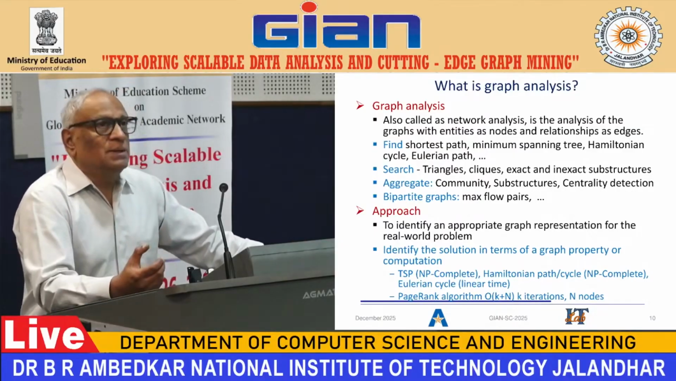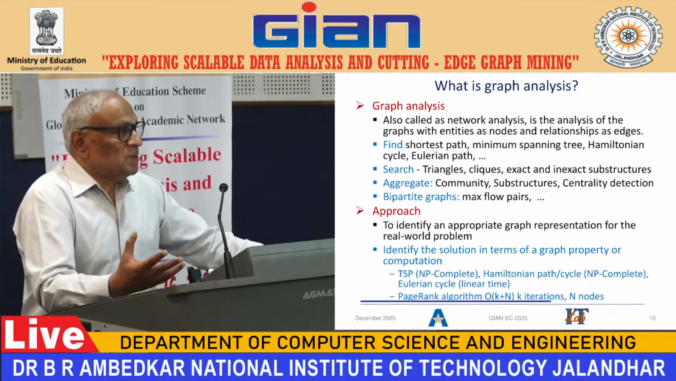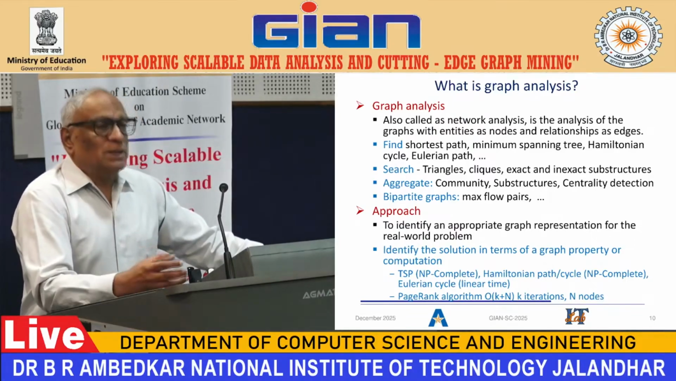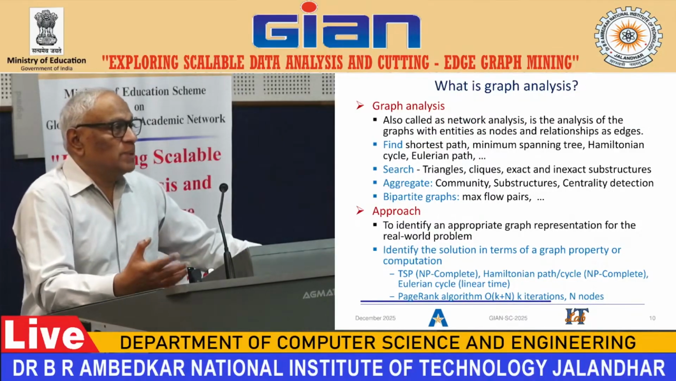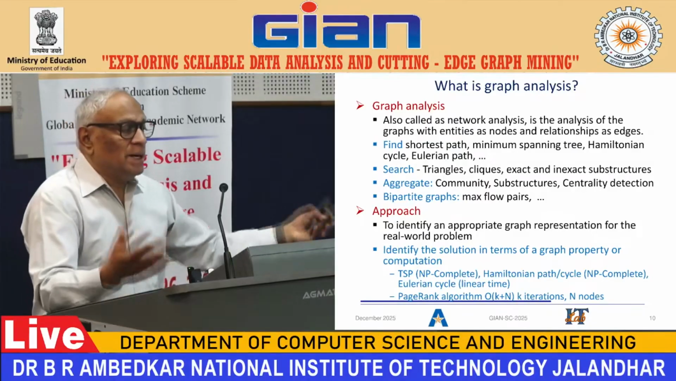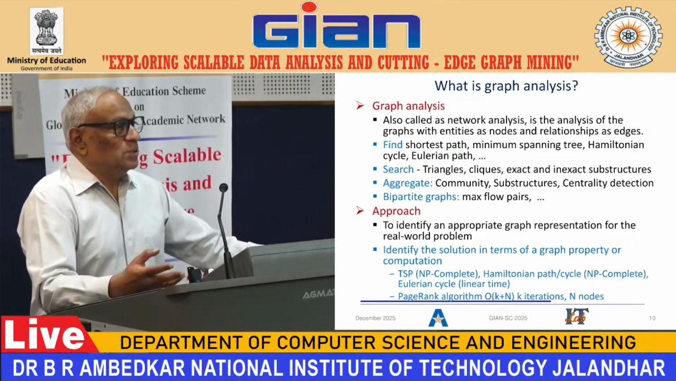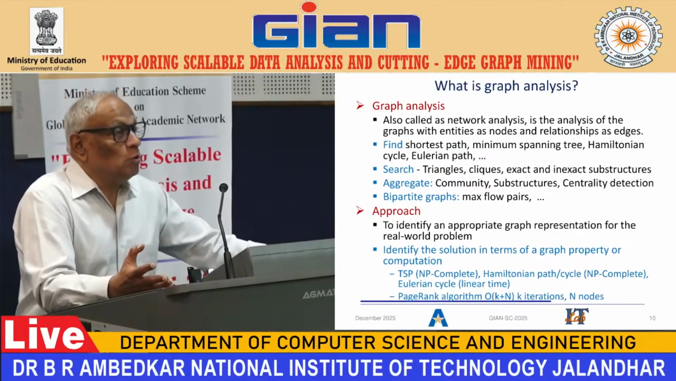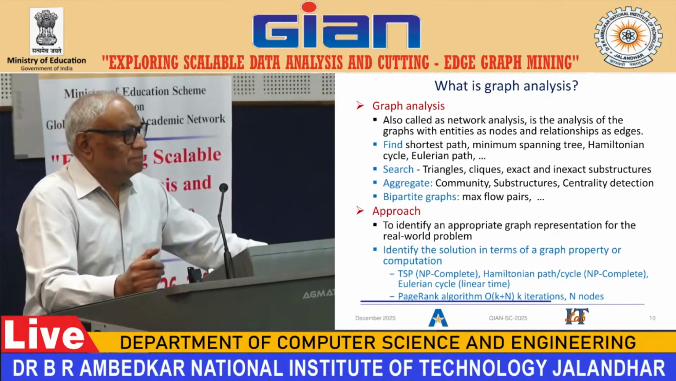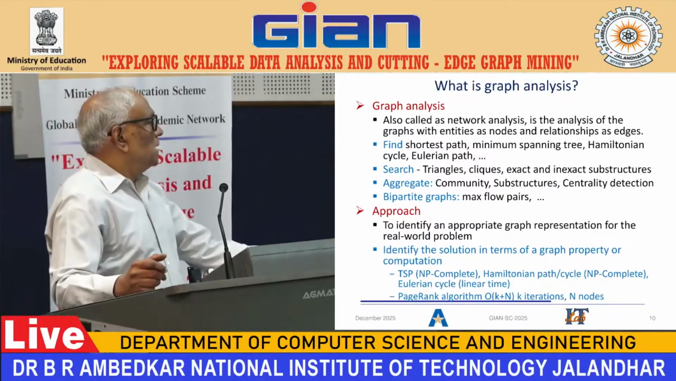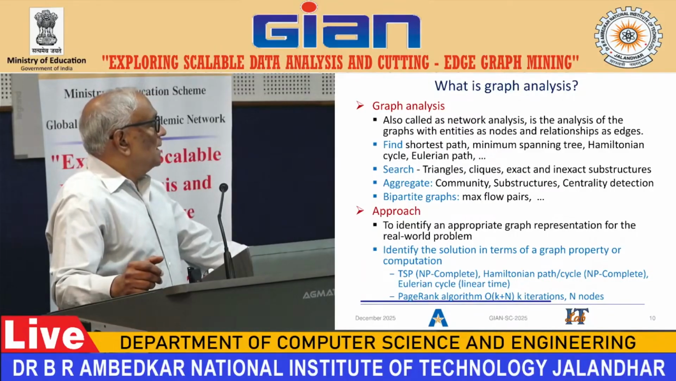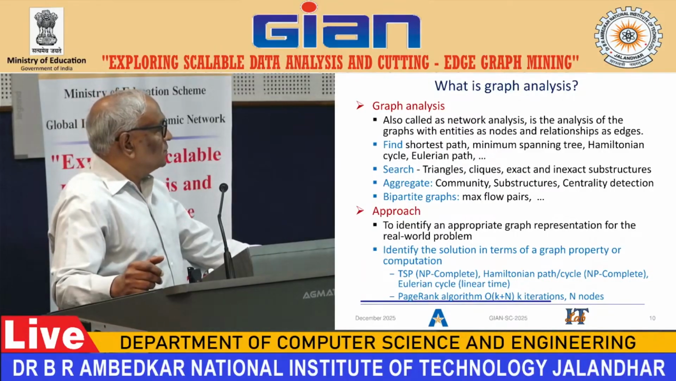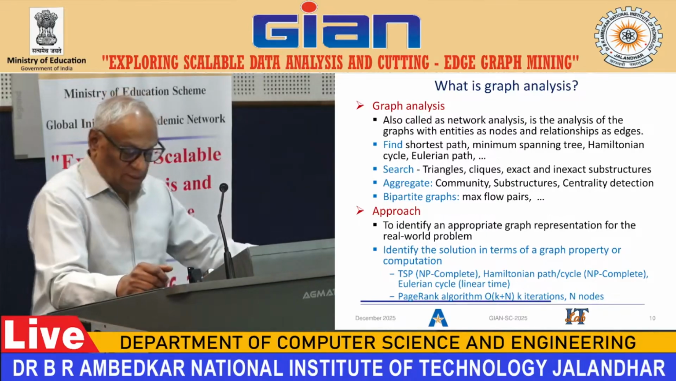So that's the basis of data analysis. So unless you know what algorithms are available and which algorithm is appropriate for what purpose, you cannot become a good data analyst. Otherwise, you will just randomly apply what you know and not what is needed. So the approach is to identify an appropriate graph representation for the real world problem, identify the solution in terms of graph property or computation. So here are some examples.